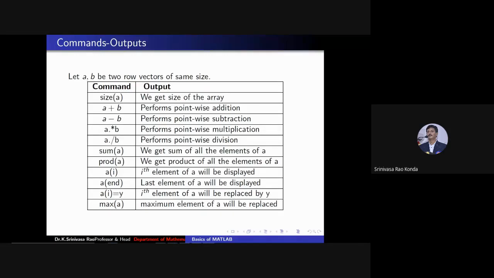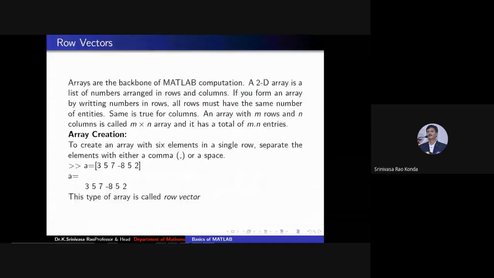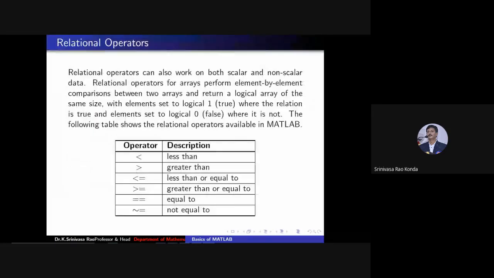Okay, all these things we explained. Size of A plus B. Let A and B be two arrays, two vectors of the same size. A plus B, A minus B, dot star, pointwise multiplication, A dot slash B, pointwise division, sum of A, product of A, A of i, the ith element will be displayed. A of n, the last element will be displayed. A of i equals Y, the ith element will be replaced by Y. Max A, the maximum element will be displayed. Okay, next, the most important concept, relational operators.